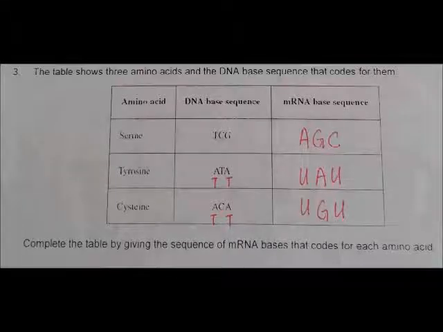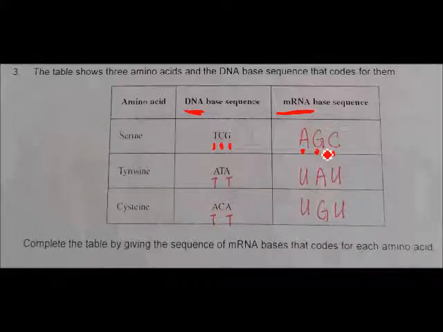For question number 3, it is also similar to question 2B, whereby now you are given the DNA base sequence and you're supposed to find the complementary strand of the mRNA sequence. Wherever there's a T, there is adenine as an mRNA nucleotide. Where there is a C, there will be a G, and where there is a G, there will be a C.